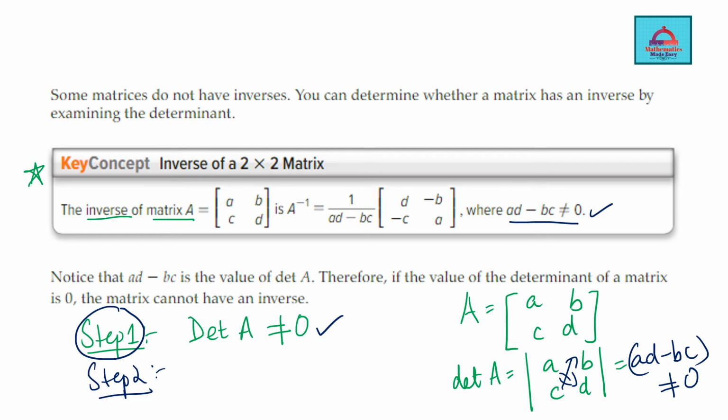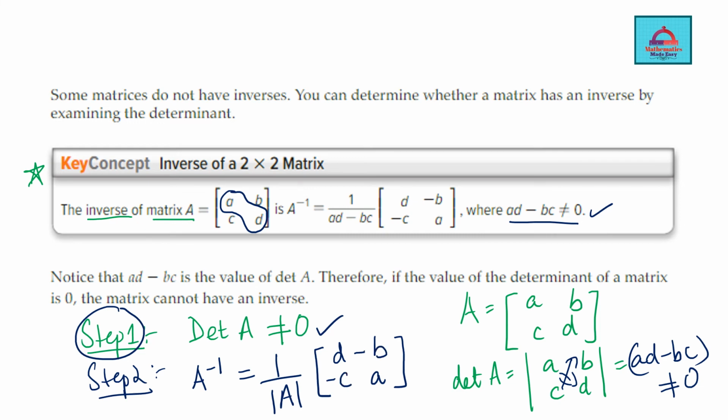And the formula says in simple words that A inverse, the inverse matrix, is 1 over determinant of A times the other matrix which you get from here. So what do you do? You flip the diagonal elements, you change their position. So A comes here, D comes here, and the non-primary diagonal elements just change the sign. So if B is positive, minus B, if C is positive, minus C. That's a shortcut, a formula that you use to quickly get your inverse for a 2 cross 2 matrix.